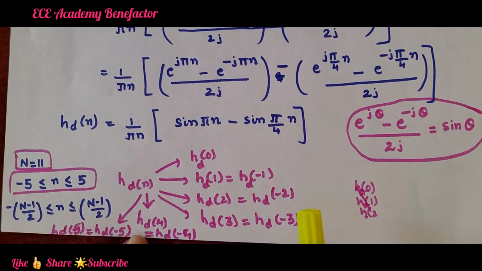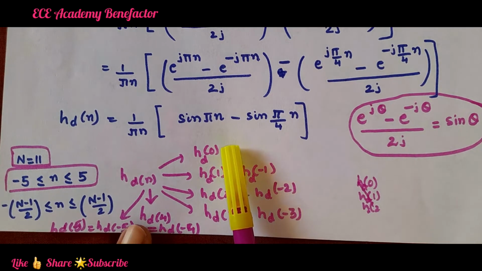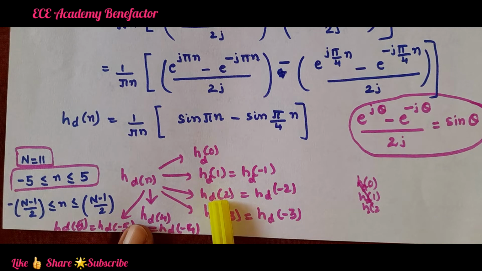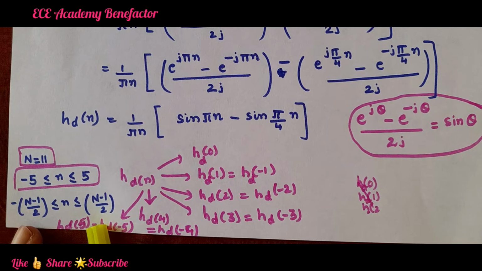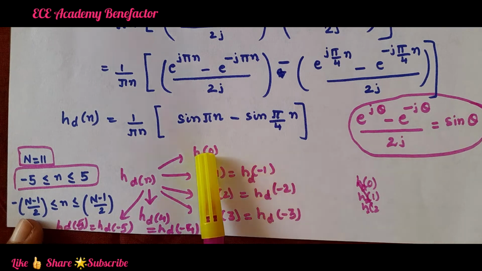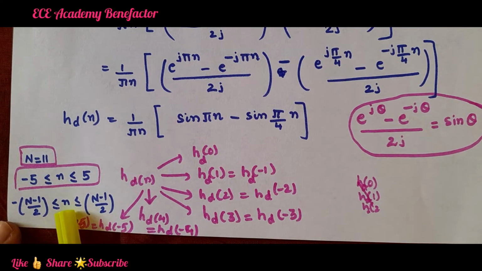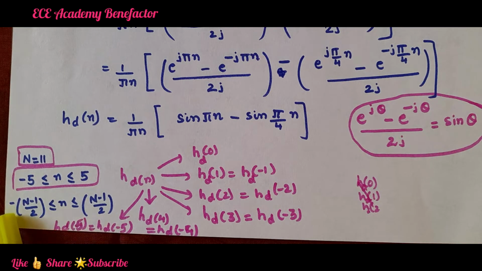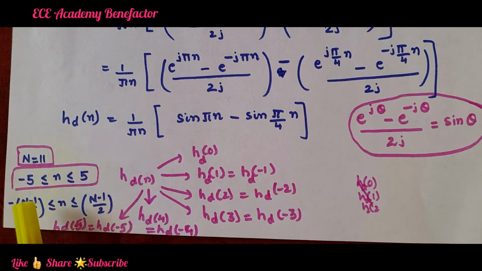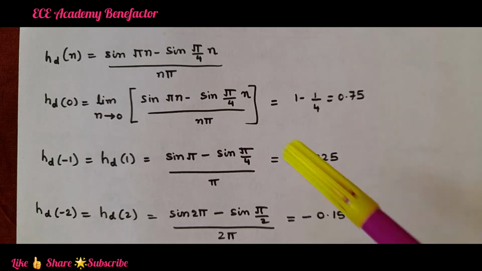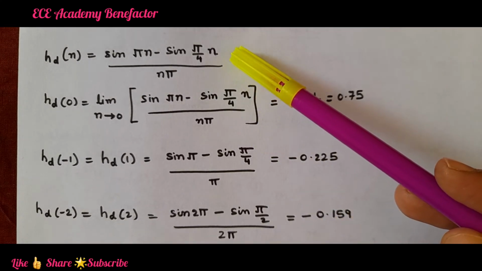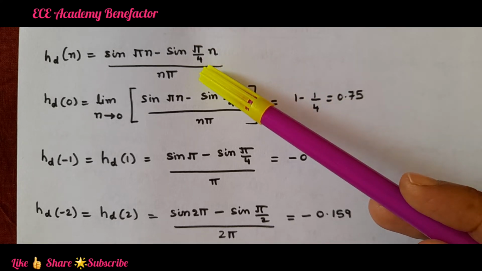Next step is to find hd of 0, hd of 1, hd of 2, hd of 3, hd of 4, hd of 5. We need to find from hd of 0 to hd of 5 because small n is varying between minus of capital N minus 1 by 2 to capital N minus 1 by 2, and capital N value is 11. 11 minus 1 by 2 is 5, so minus 5 to 5. hd of n is coming to be sin pi n minus sin pi by 4 n by n pi.